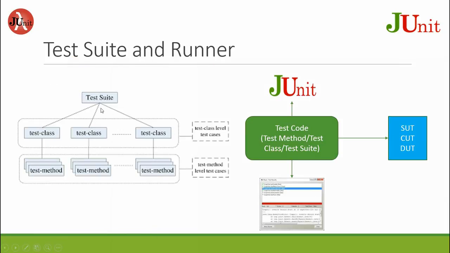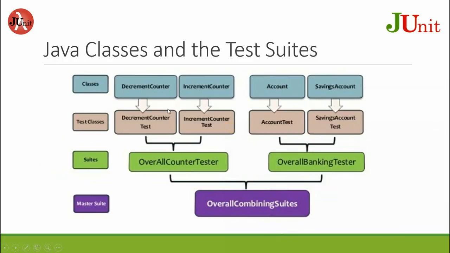Test suite and the runner. A test suite can have several test classes, and each test class can have many test methods. We have a test call, test method, test class, test suite, and this one provides a report to the dialog, and it provides a code for JUnit testing. And it is a test on the design under test, or class under test, or suite under test. And Java classes and the test suite. Each data class can be tested by test classes, and test classes can be combined into a suite.